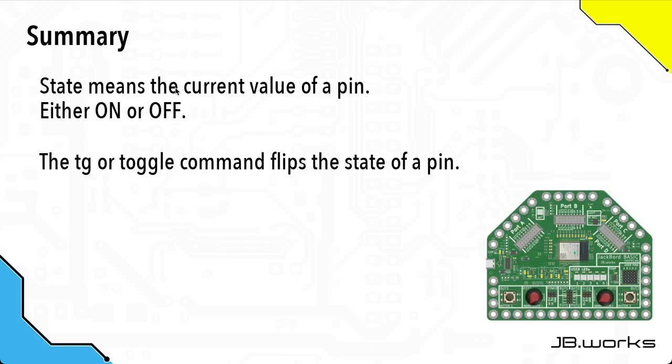So to summarize, the state means the current value of a pin. So it's either on, or 3 volts, as we saw before, or off, or 0 volts. And the purpose of the TG or toggle command is to flip the state of a pin. So if it's on, it will turn it off. If it's off, it will turn it on.